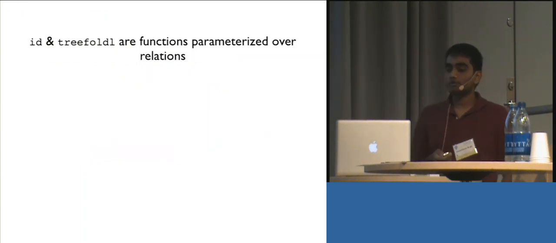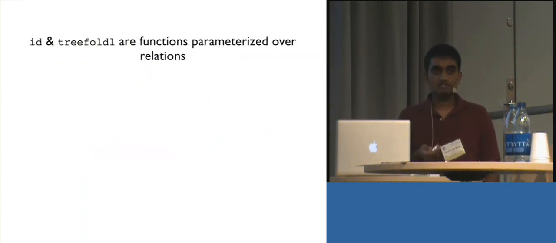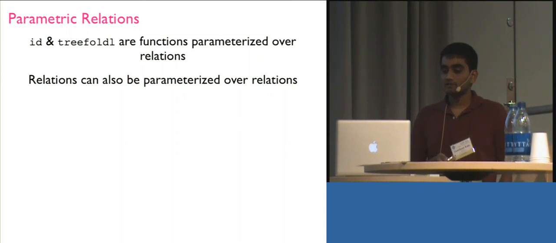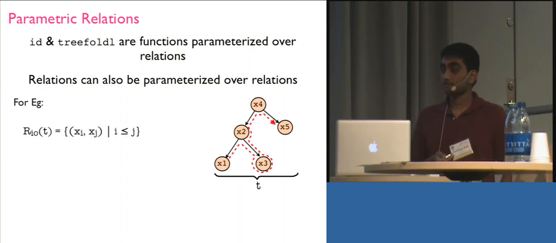Right. So ID and treefold are functions parameterized over relations. We can similarly have relations parameterized over other relations, which we refer to as parametric relations. So what does it mean to parameterize a relation over another relation? Consider an example with the tree T. We have seen that RA of T, or the in-order relation of tree T, is the set of pairs such that it's a relation over elements in tree T.